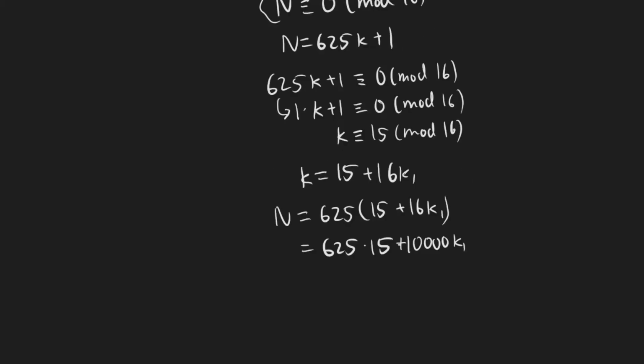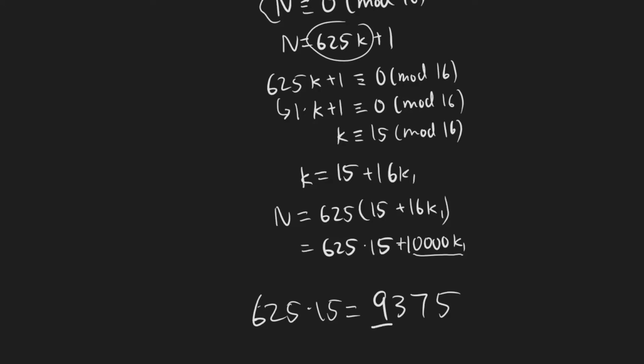So then we plug this back into our equation for n up here, and we get n equals 625 times 15 plus 16k1. And we expand this out and we get 625 times 15 plus 10,000 k1. So now 625 times 15 equals 9375. And n must end in these 4 digits, since n is congruent to this mod 10,000. So adding 10,000 or any multiple of that to this number will keep these 4 digits the same.